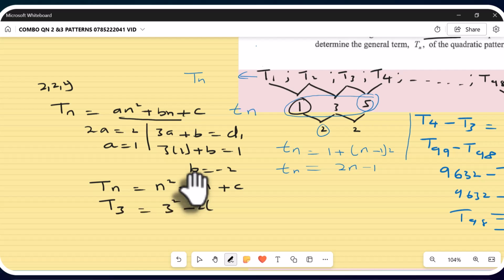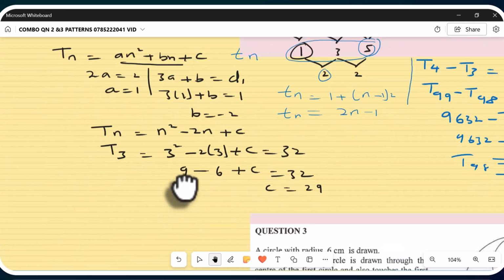So what do we do here? 9 minus 6 is 3. Then c becomes 29. So here 29, and therefore the required Tn for 2.2.2, because we have a, b, and c, is going to be Tn equals 1n squared, and then minus 2n, and then plus 29. All right. Hope guys we are together. If we are not together, you can inbox me on my number here, 0785, for more information.